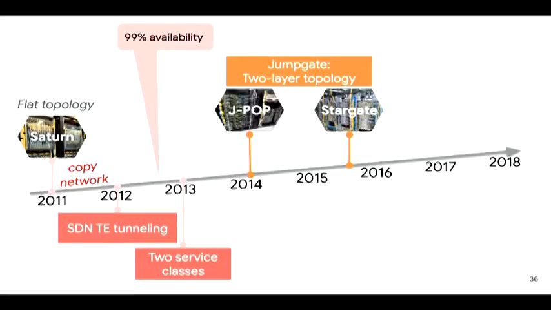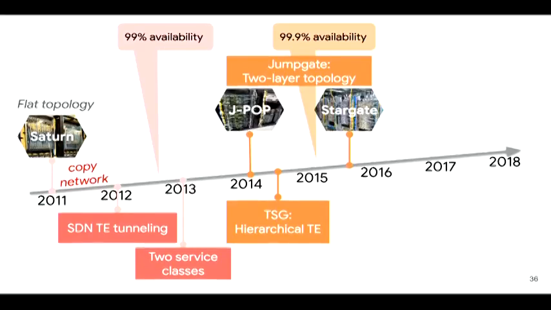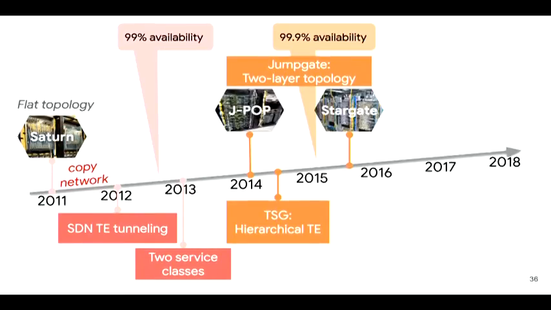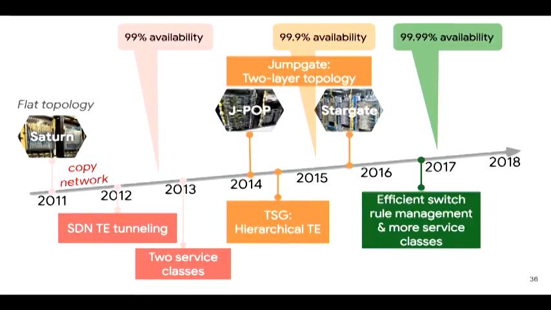And then we introduced the jump gate fabric, which has a hierarchical topology to improve the scale and availability. And to solve the capacity asymmetry problem, we further introduced a TSG, tunnel split group, to achieve hierarchical DE to rebalance the traffic across supernodes to match the egress capacity asymmetry.